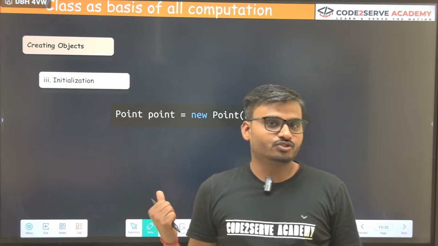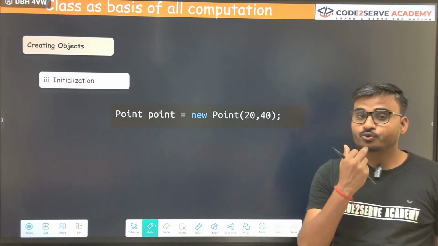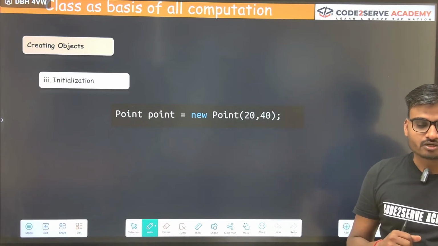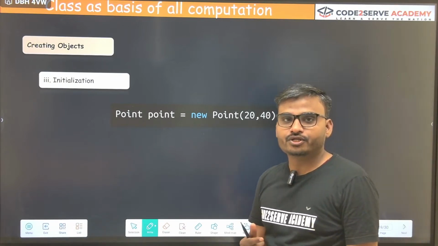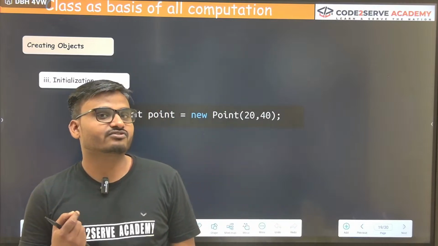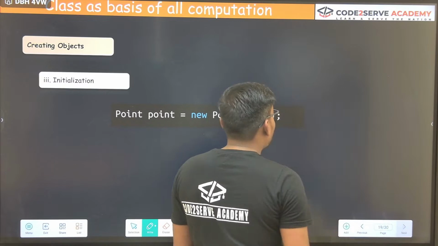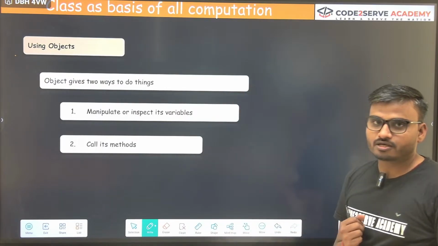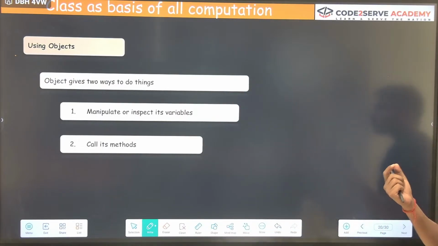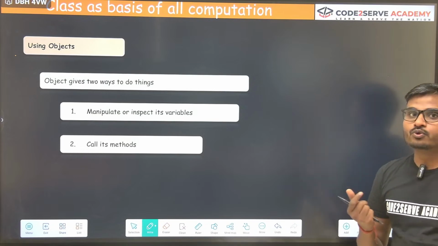In the last lecture, we covered how to create an object. In this lecture, we'll be continuing with the remaining topic of chapter 2. Next we'll see how to use an object. If we want to use an object, what can we do with it?